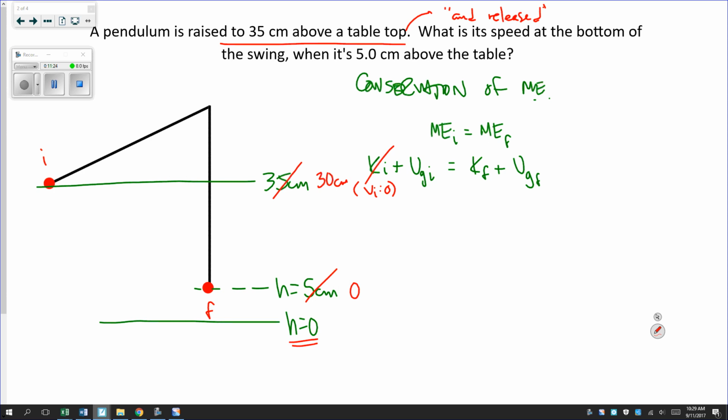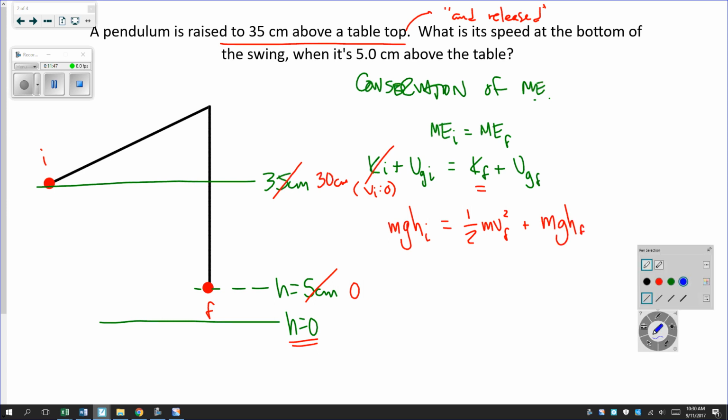So again, we want the speed at the bottom. Well, speed lives in here. So now's the stage where we start saying, like, well, U_G is mgh, and K is 1/2 mv squared. And this U_G is mgh, right? So this turns into this, turns into this, turns into that. We're starting to write detailed expressions for all of our energy terms.